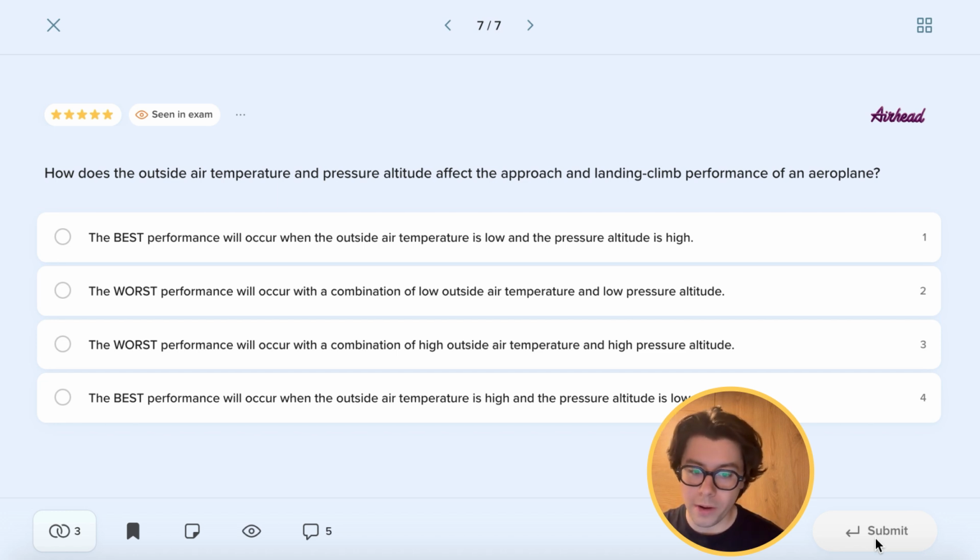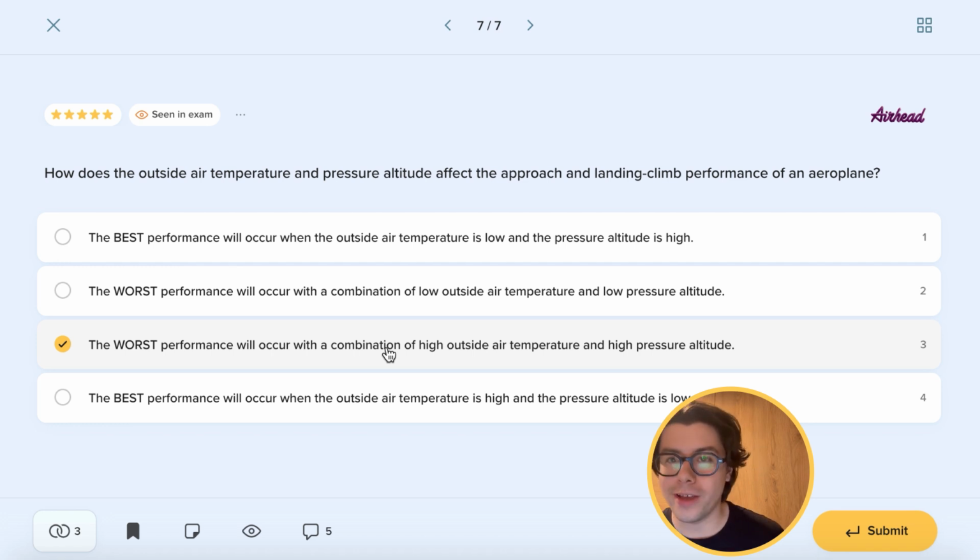So if you go for the questions with all these considerations in mind, you'll see that the worst performance will occur at a combination of high outside temperature and high pressure altitude. This means that if you're high, your landing and climb performance will be the worst, because first of all, you'll have higher true airspeed for the lower CAS, and your engines will produce slightly less thrust than they would at a lower temperature.